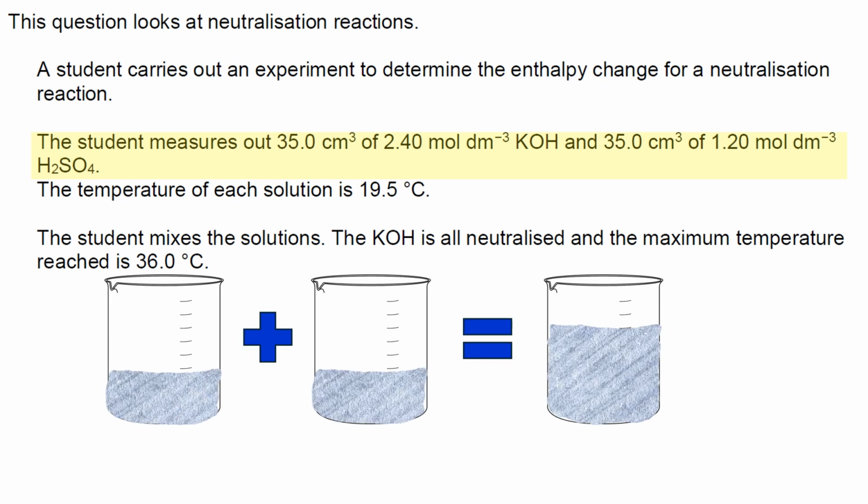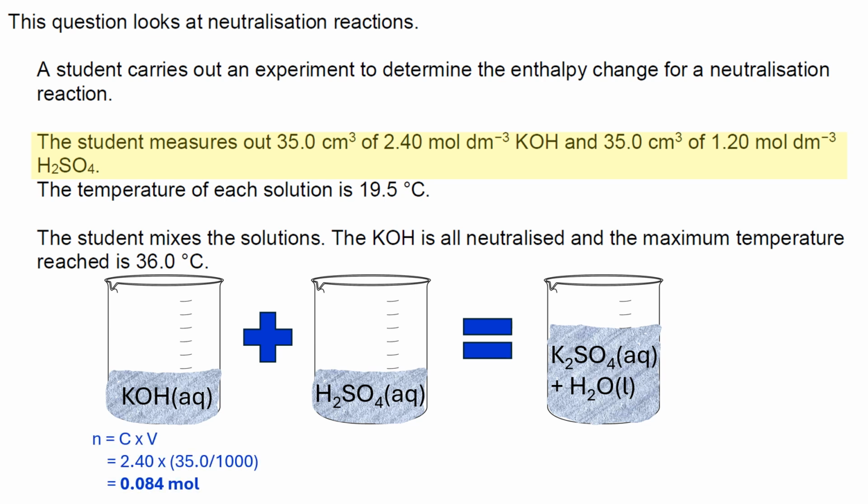Sometimes it's quite useful to visualize what's actually being done before you start trying to tackle the question. Essentially there are two 35 centimeter cubed samples, one of KOH and one of H2SO4. Together they'll react to make potassium sulfate and water. Obviously it's your classic alkali plus acid makes a salt plus water reaction.